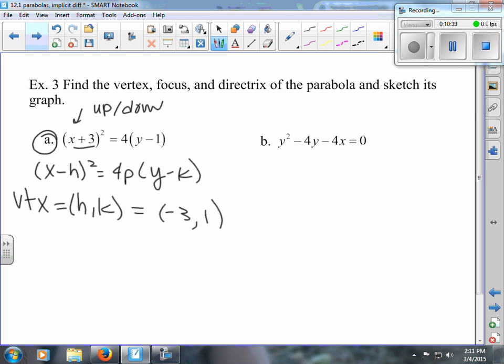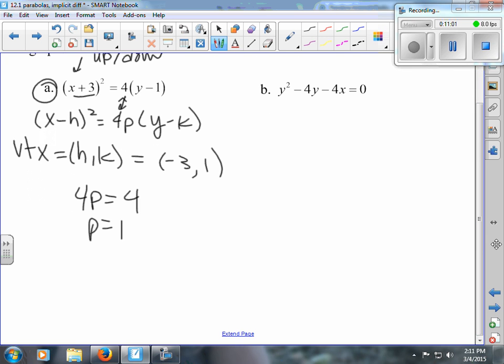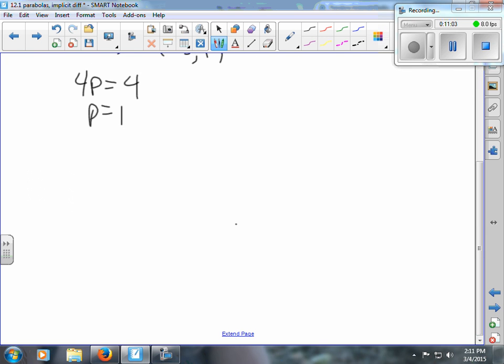The next thing you're going to do is match up your 4p with your coefficient, because that tells you p, and you need to know p. So 4p is 4 in this case, and p is 1. So 1 is the distance between your vertex and focus and your vertex and directrix. At this point, I'm now going to work on the graph and answer the rest of the questions.